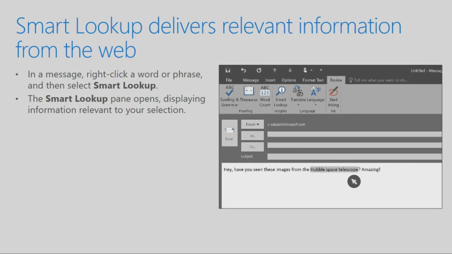Another great feature in the inbox is the Smart Lookup feature. What this allows you to do is, while you're typing an email, type a word or a phrase and decide that maybe you want some more information about it. So you can highlight it and then select it and then do research right within Outlook. For example, right here, I've applied highlighting to the phrase Hubble Space Telescope, and that allows me to then look up information about the telescope.